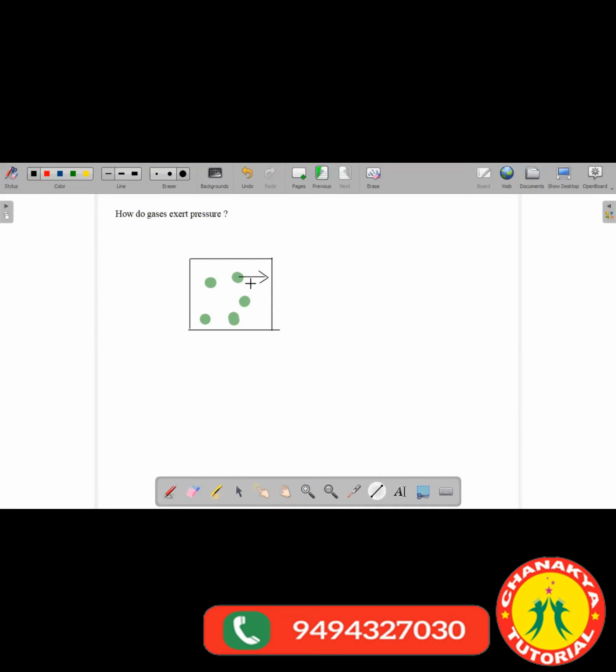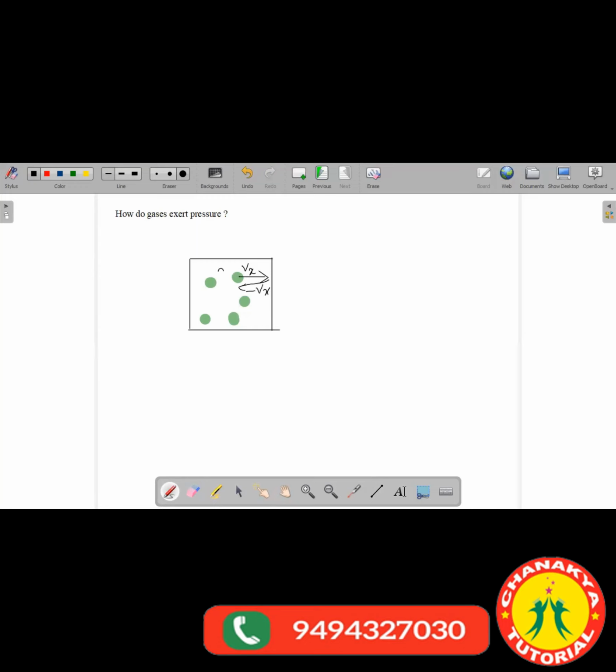So here, suppose this molecule is moving with some velocity v. We take its velocity to be Vx along the x direction. After colliding with the surface, it rebounds, and when it rebounds, it has a velocity of minus Vx.